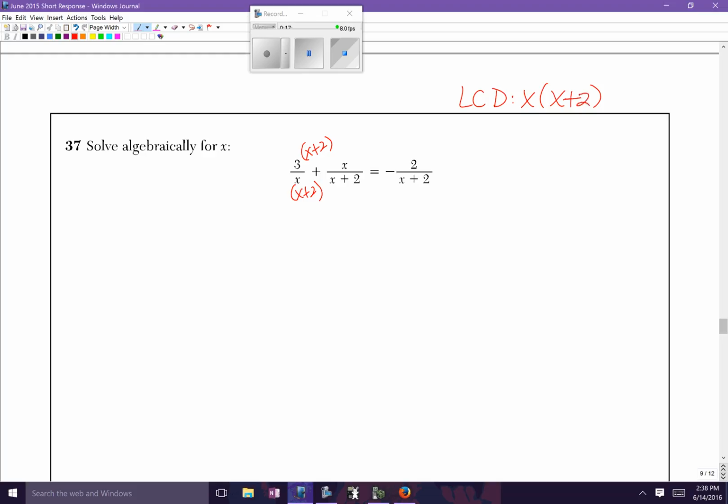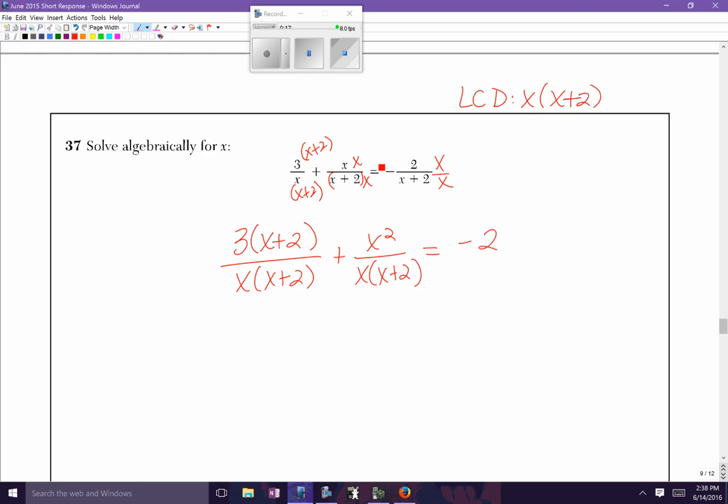The next fraction has the x plus 2. It's missing the x, so I'm going to multiply top and bottom by x. And this last one is missing an x, so I'm going to rewrite it. And just double check myself to make sure that all of the denominators are the same. And if you notice, I just evaluated x times x is x squared.